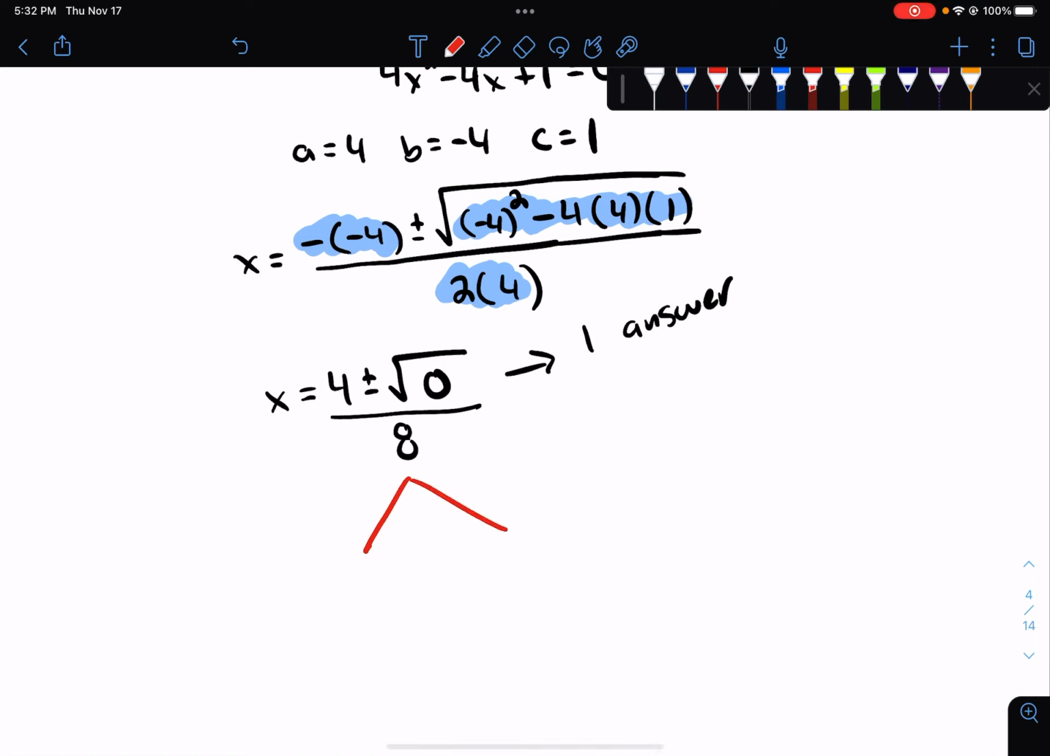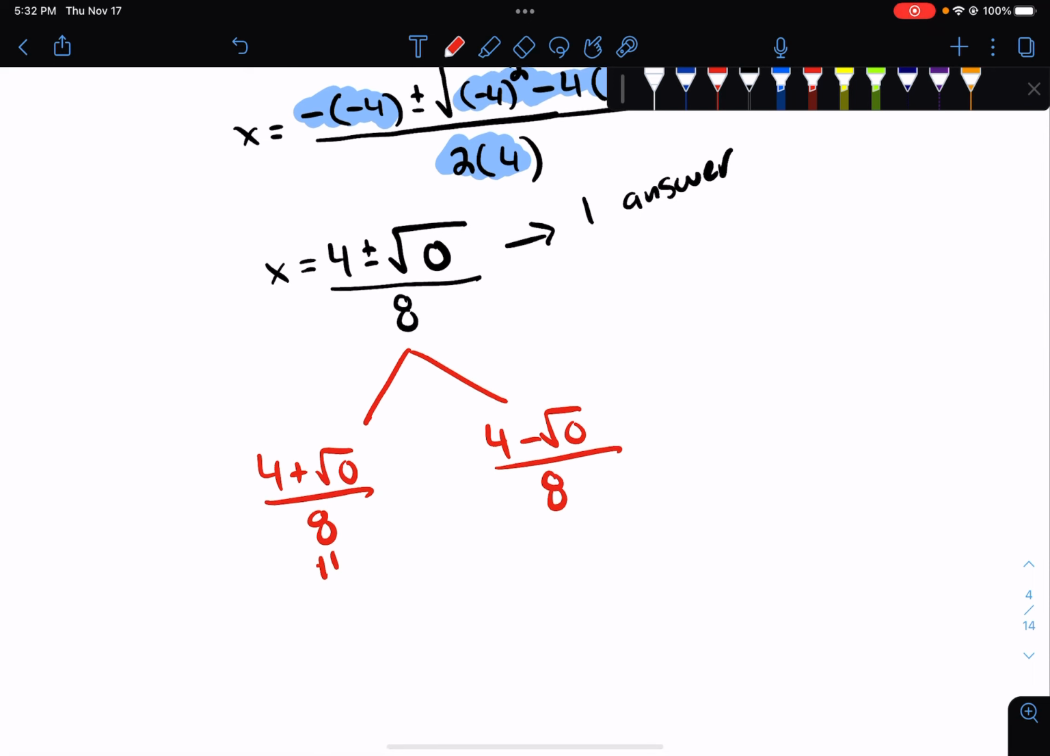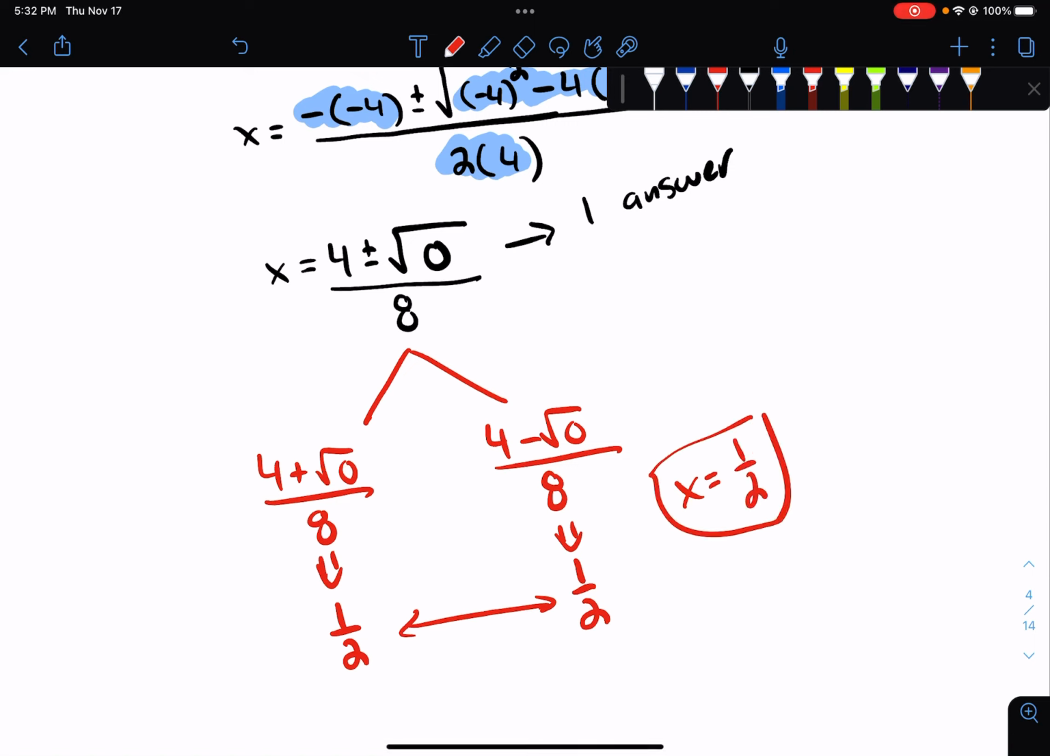I'm going to do 2 different things on my calculator. I'm going to type in 4 plus the square root of 0 over 8, in a fraction. And I'm going to type in 4 minus square root of 0 over 8. When I type those in, which you should probably be doing right now, I get 1/2 for both of those equations. Well, 1/2 and 1/2 are the same thing. So x equals 1/2 is my only answer. So this idea that the square root of 0 only gives me 1 answer is still very true.